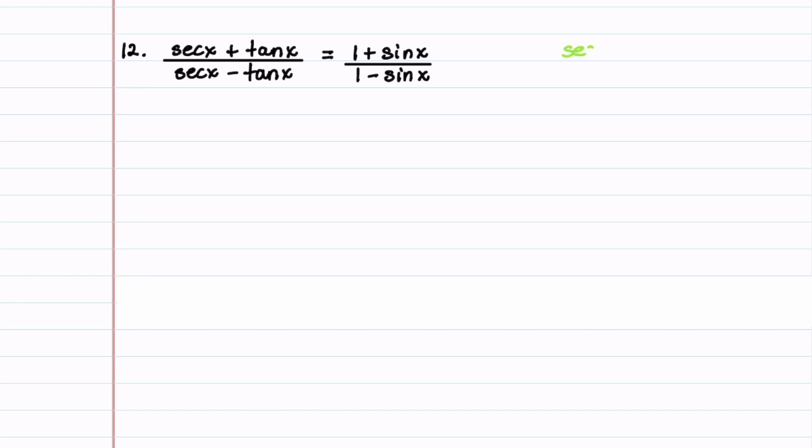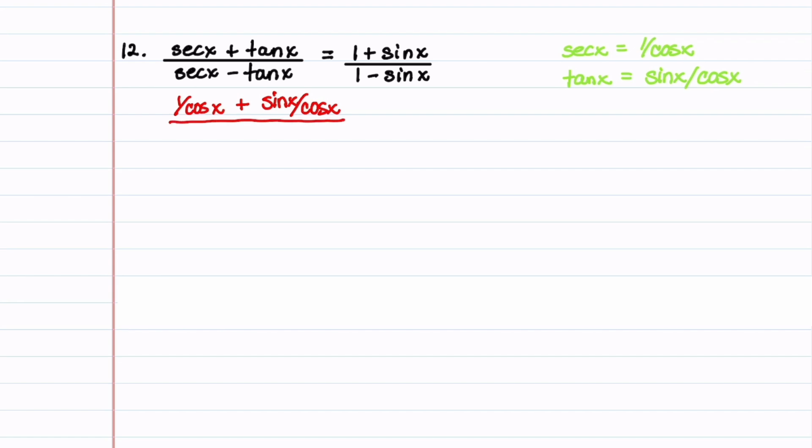So we know that secant x is 1 divided by cosine x, and tangent x is sine x divided by cosine x. So on our left-hand side, we have 1 divided by cosine x plus sine x divided by cosine x. In our denominator, we have 1 divided by cosine x minus sine x divided by cosine x. And you can already see it's starting to look like our right-hand side.